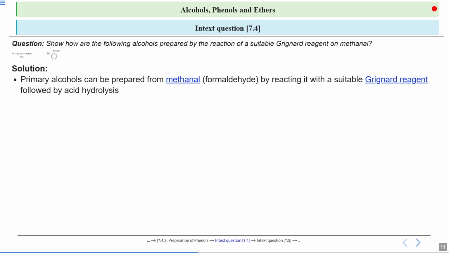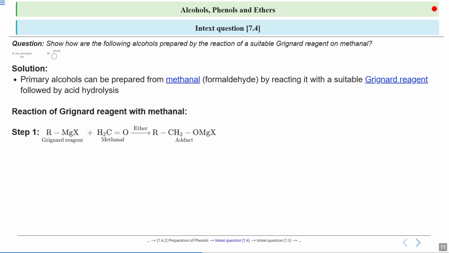Okay. So we have also talked about this, that formaldehyde is the only aldehyde which gives us primary alcohols after the reaction with Grignard reagent followed by acid hydrolysis. So the reaction of Grignard reagent with methanol, how will it happen?